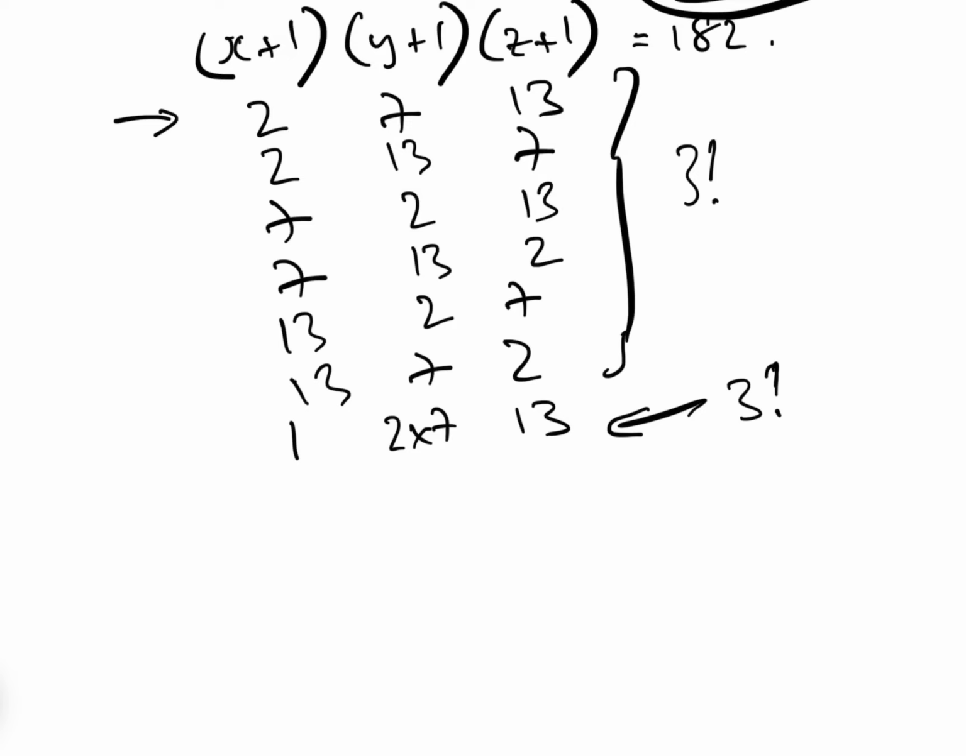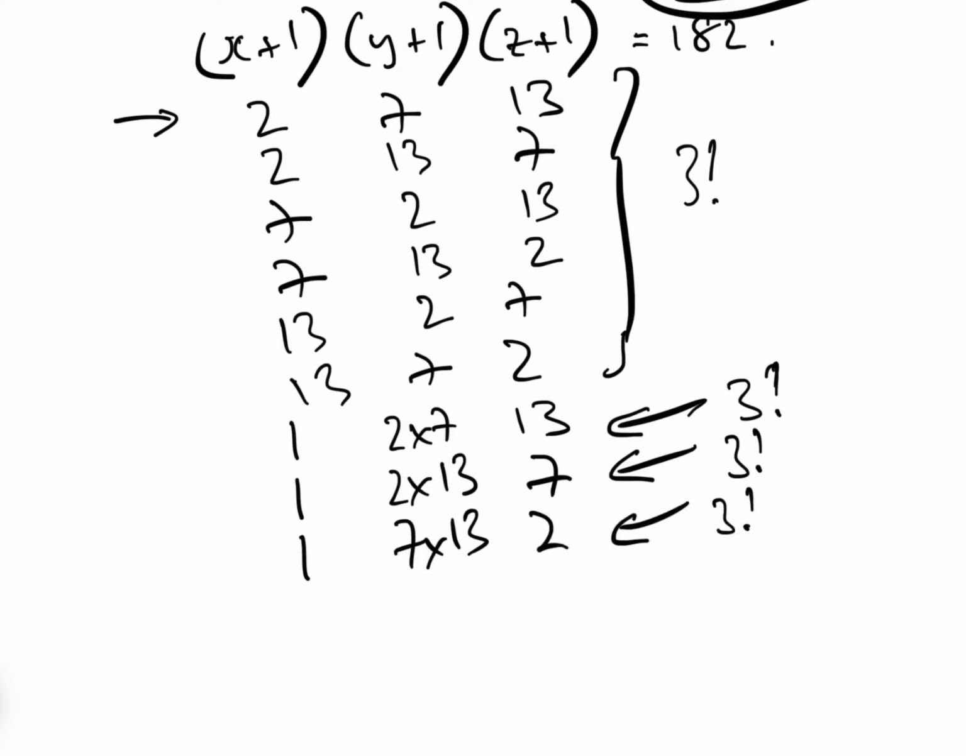But also we have 1, 2 times 13 and 7, and there are 3 factorial permutations of that. And also we have 1, 7 times 13 and 2, and again there are 3 factorial permutations that I won't write them all out. By the way, at the end of this video I will do a complete list of all of the x, y, z for anybody who wants that list.